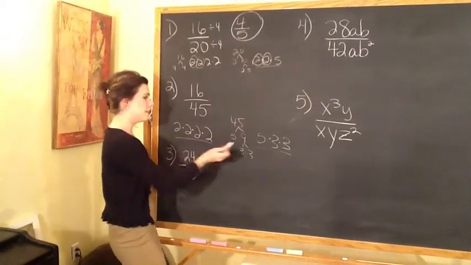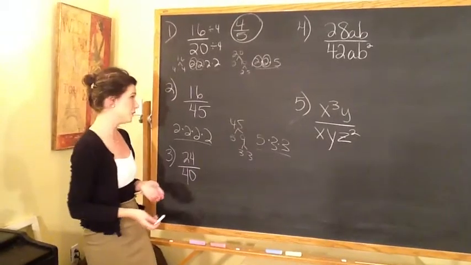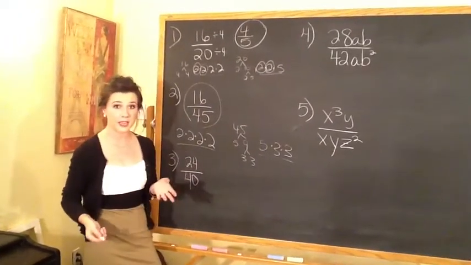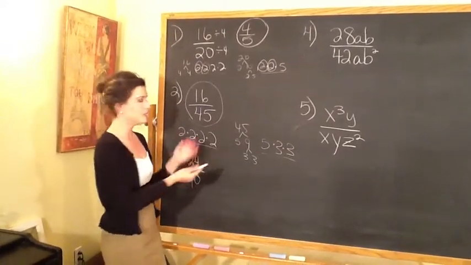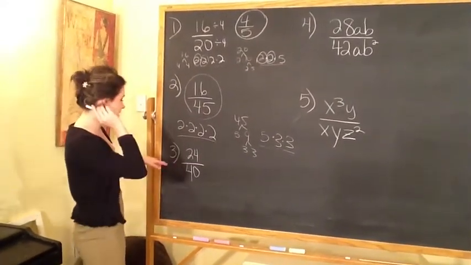Okay, we have 2's here, and we have 5 and 3 and 3. There's nothing that we can take out. So that shows us that this fraction, even though the numbers are big, is simplified. So this is as small as it can be. Let's go ahead and look at number 3.